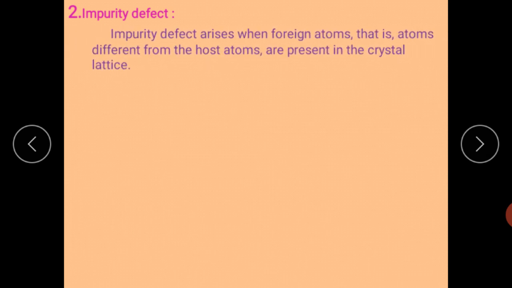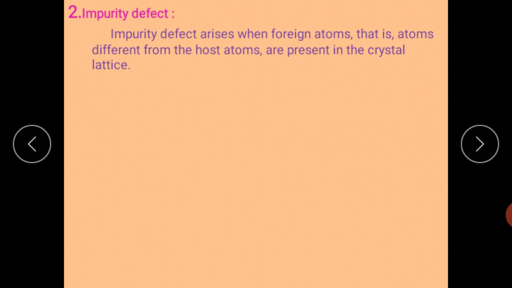Next classification is impurity defect. An impurity defect arises when foreign atoms, that is atoms different from the host atoms, are present in the crystal lattice. In the crystal, if atoms of a different kind are present in the crystal lattice, then this is called an impurity defect.